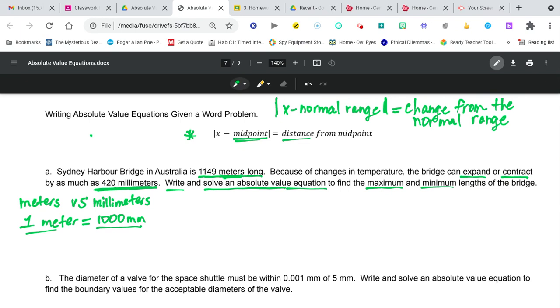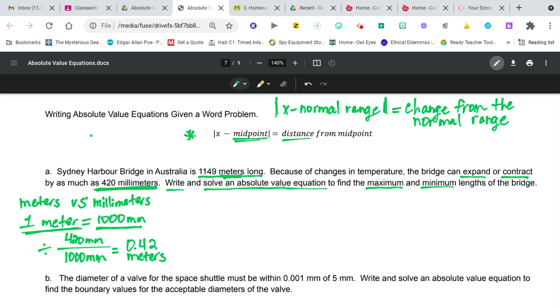Okay. So you know 420 millimeters is a whole lot less than 1,000 millimeters. So we're going to be looking for a number that's a lot smaller than the number 1. Therefore, we're going to be looking for a decimal. All we need to do is take our millimeters and divide it by how many millimeters we have in 1 meter. And that's going to change it to meters. So divide it by 1,000 and we will get 0.42 meters.